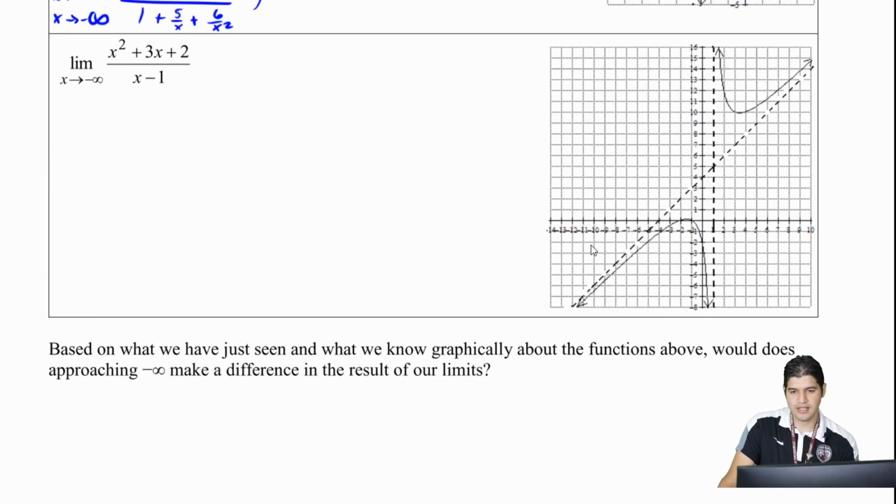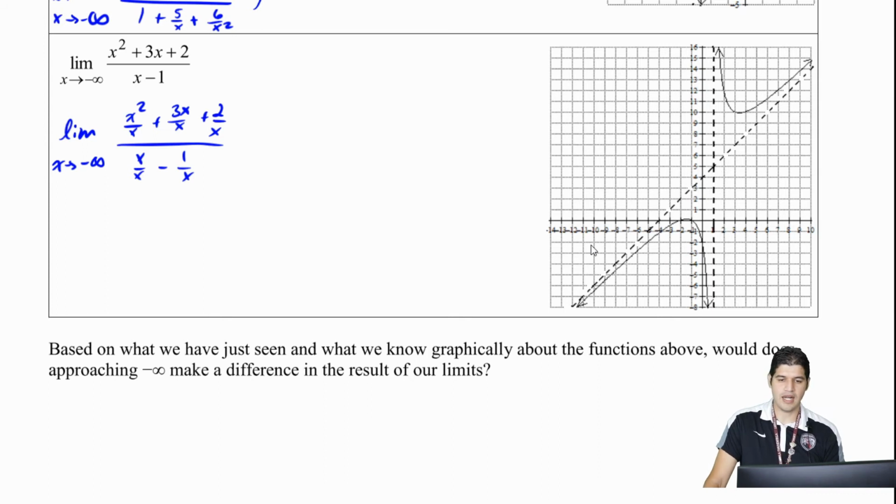So now the limit as x approaches negative infinity of x squared over x, 3x over x plus 2 over x, all over x minus 1 over x.